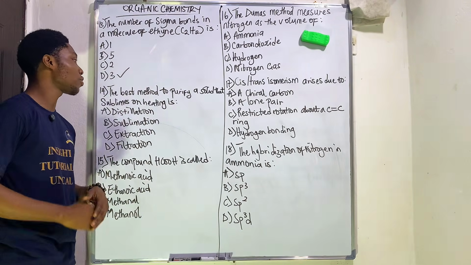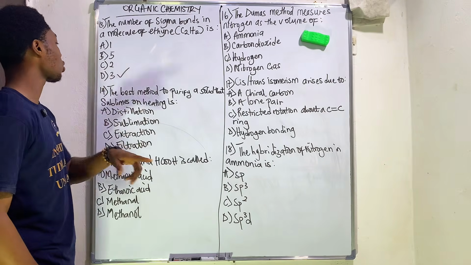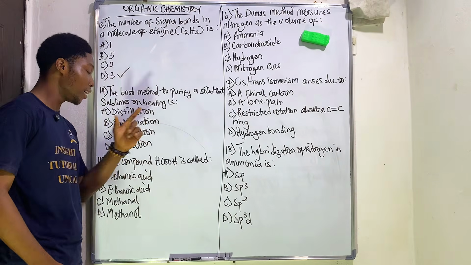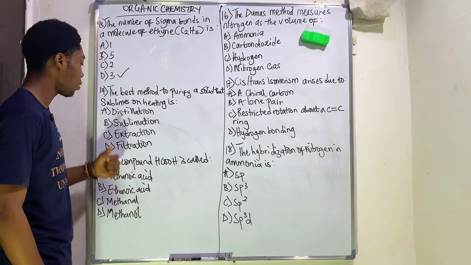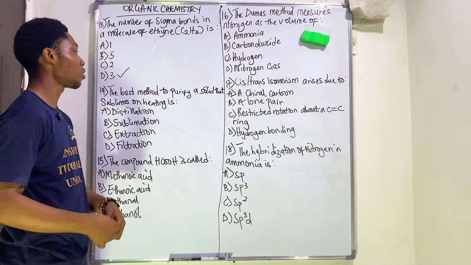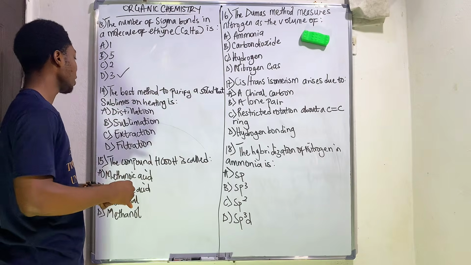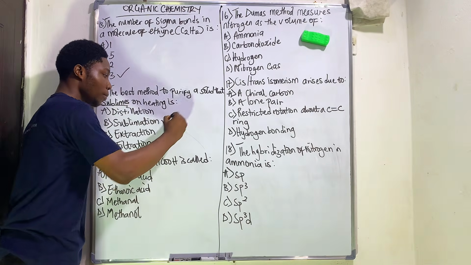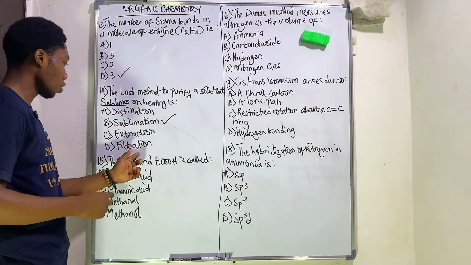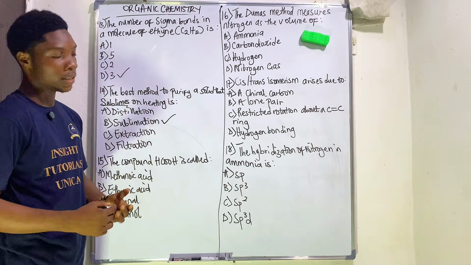Alright, so the next question. The best method to purify a solid that sublimes on heating is A, distillation, B, sublimation, C, extraction, D, filtration. Answer speaks for itself. The question says to purify a solid that sublimes. So the best method will be what? Sublimation. Not extraction, not filtration, not distillation.